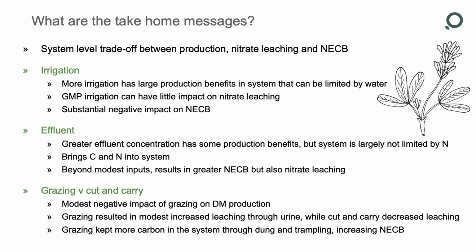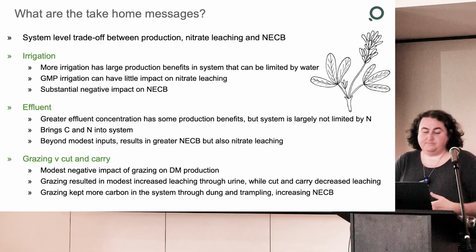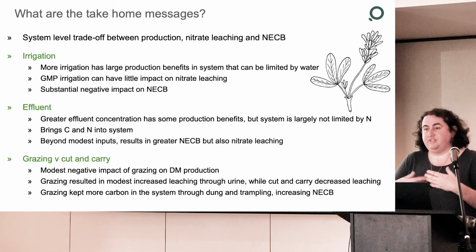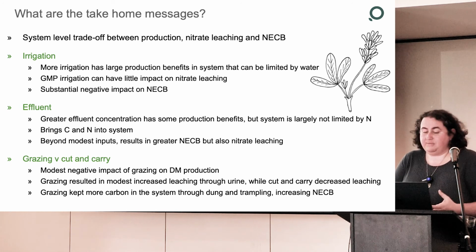The effluent, greater effluent concentration, has some production benefits, but in the system it's largely not limited by nitrogen. It's a legume, so it's not really limited by nitrogen. But effluent also brings organic carbon and nitrogen into the system. And beyond modest inputs, it results in greater net ecosystem carbon balance, but also greater leaching.